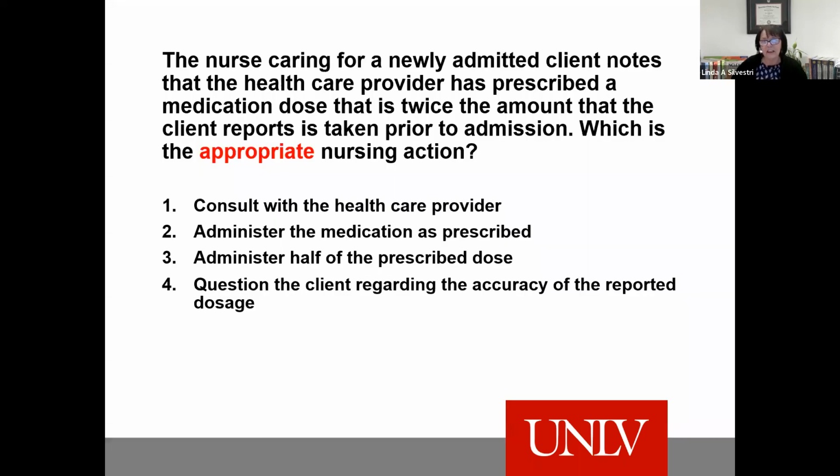And we have a question here. The nurse caring for a newly admitted client notes that the healthcare provider has prescribed a medication dose that is twice the amount that the client reports taking prior to admission. Which is the appropriate nursing action? Consult with the healthcare provider, administer the medication as prescribed, administer half of the prescribed dose, or question the client regarding the accuracy of the reported dosage.